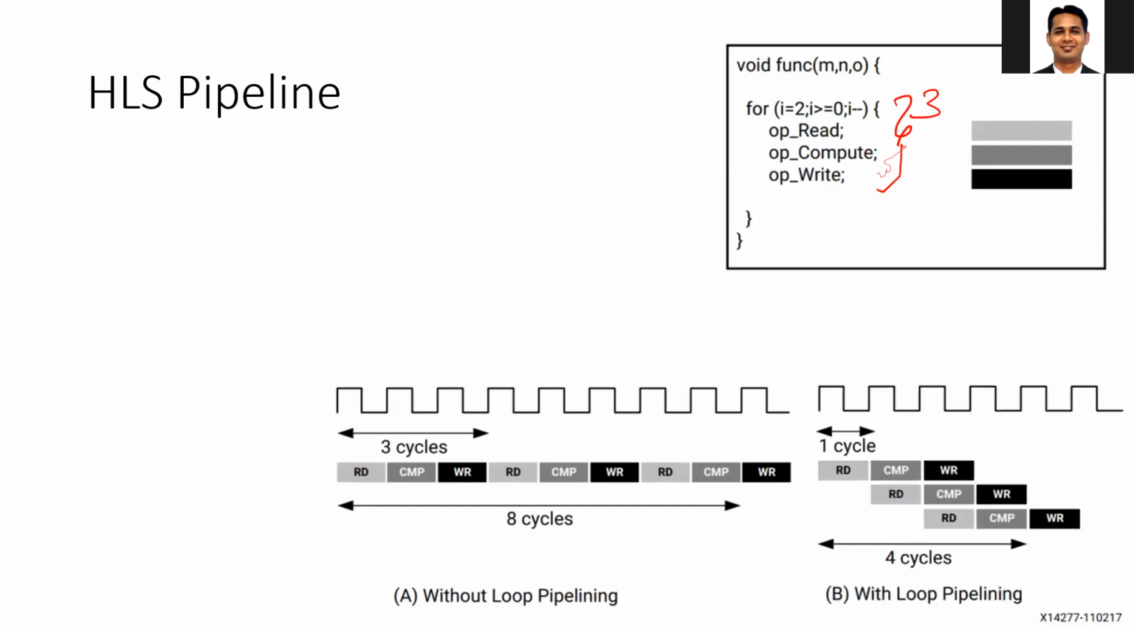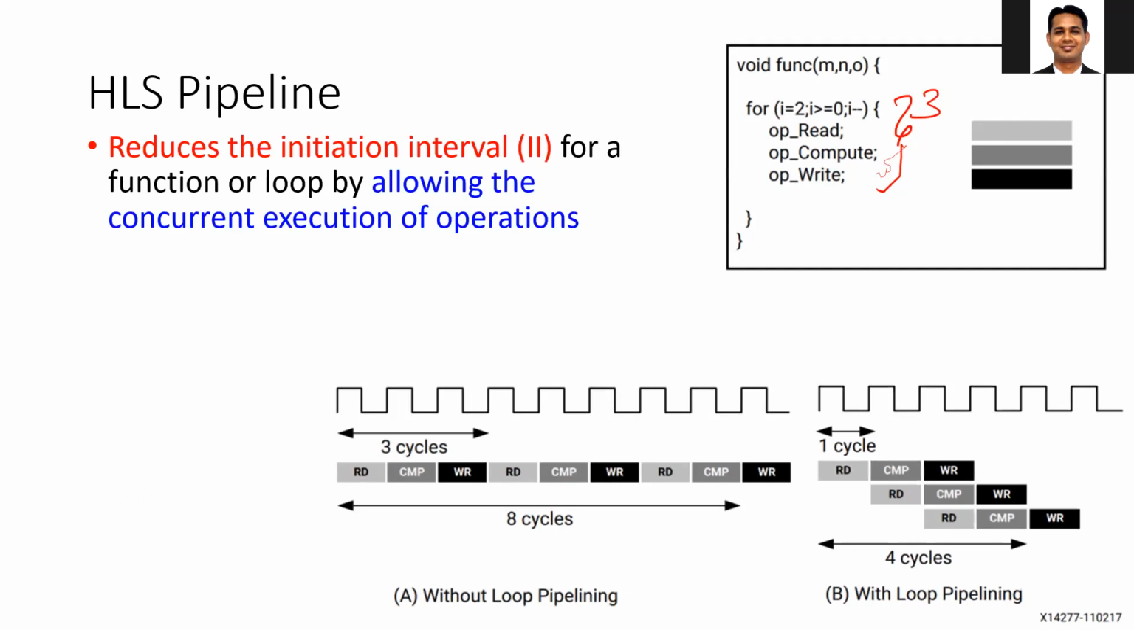But by using pipelining, you can start the read operation of the next iteration immediately after completing the read operation of the previous iteration. With this, you can speed up the process, and you can see that with pipelining, your loop execution is completed in 4 clock cycles compared to the 8 clock cycles without the pipeline. So it reduces the initiation interval for a function or loop by allowing the concurrent execution of your operations.